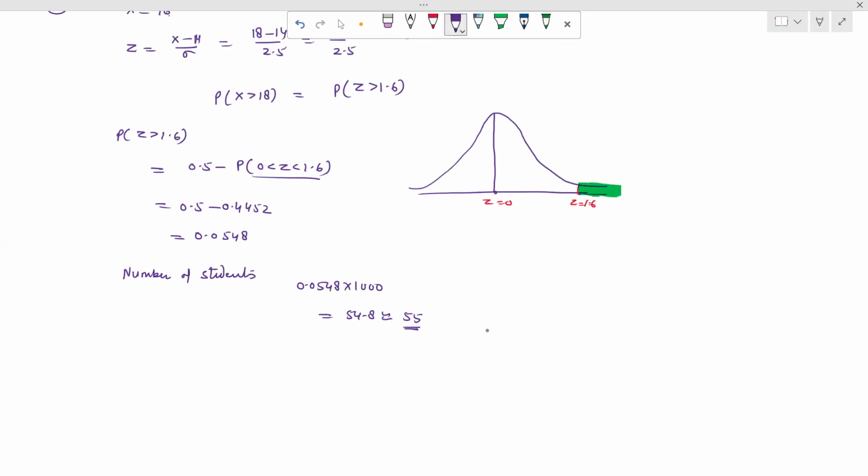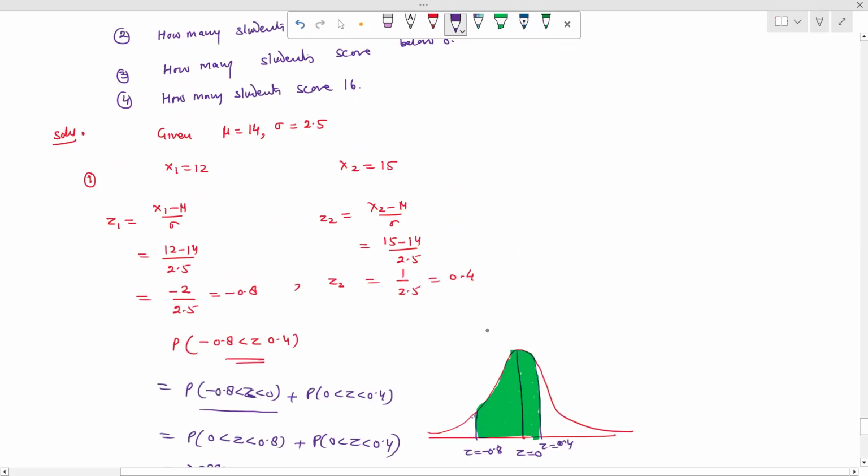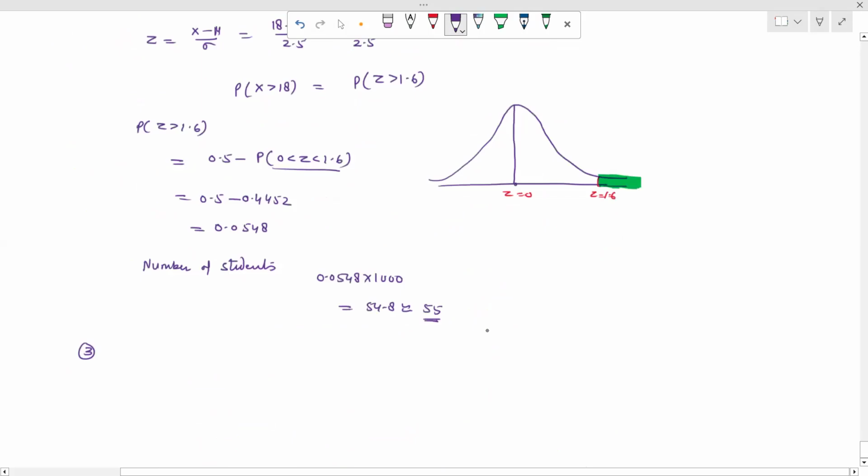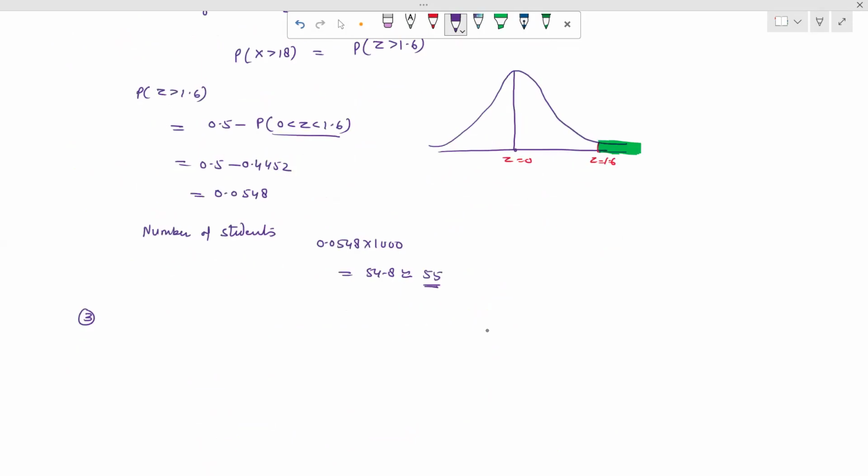Now we do the third part. The third part says how many students score below 8. Just as we did for above, we will do it for below. So x is equal to 8 here. Now we calculate the value of z, which will be x minus mu upon sigma. So this is 8 minus 14 upon 2.5, which is -6 upon 2.5. So approximately -2.4.